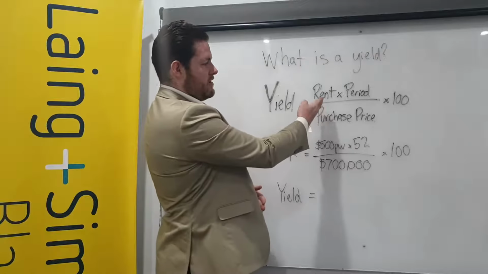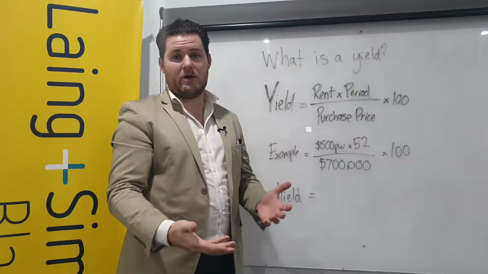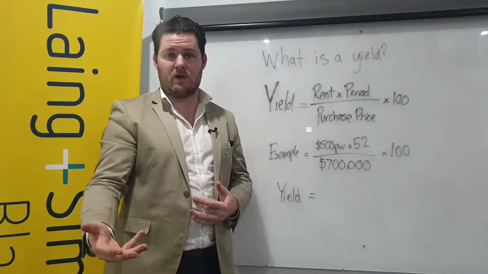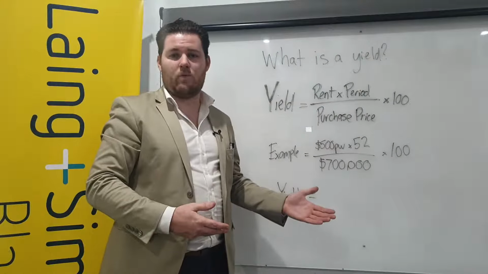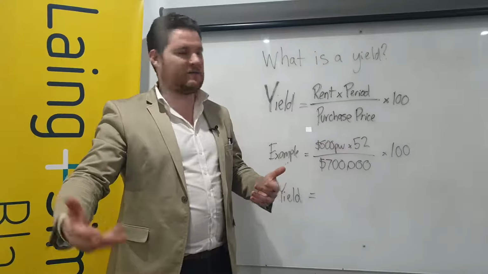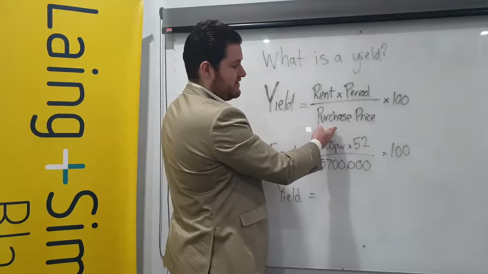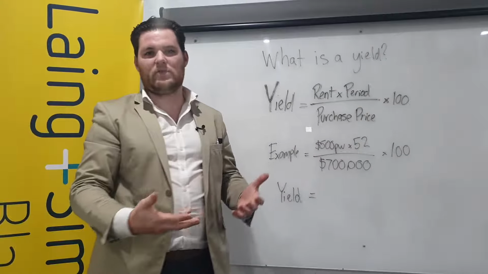A yield would be the rent times the period. So if you're earning the rent monthly, it would be times 12, the number of months in a year, or weekly, so your rent a week times 52 to make it to a year, divided by your purchase price, times 100 to bring it into a percentage.